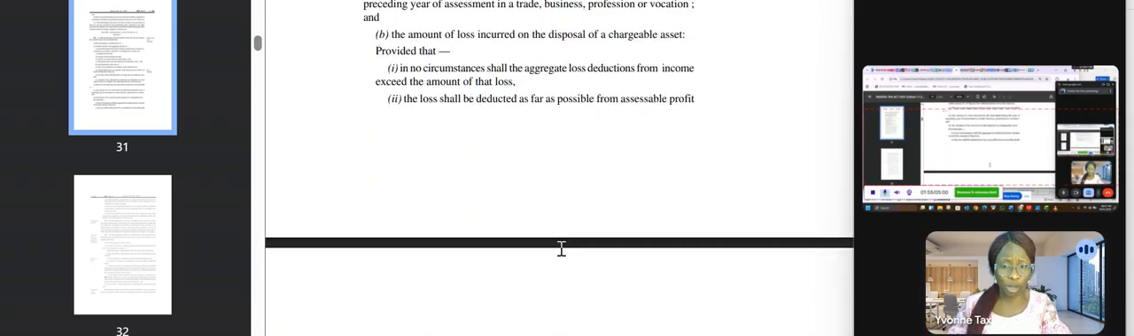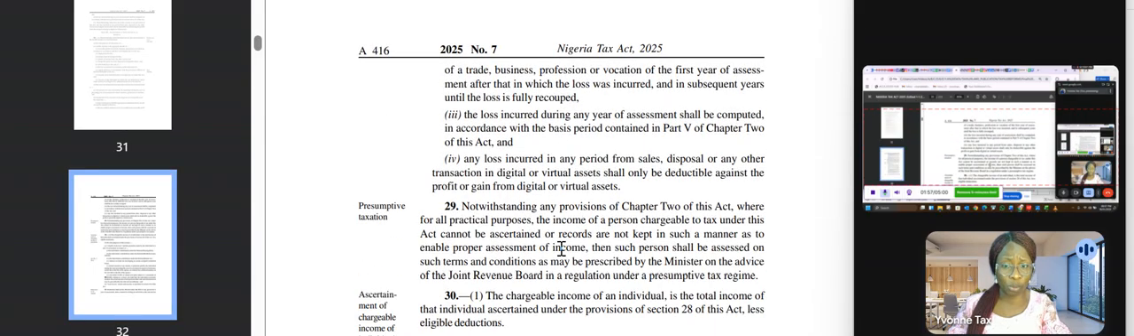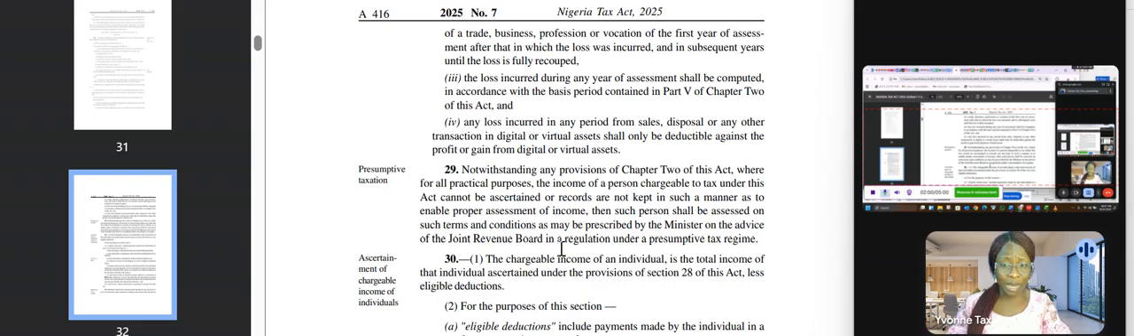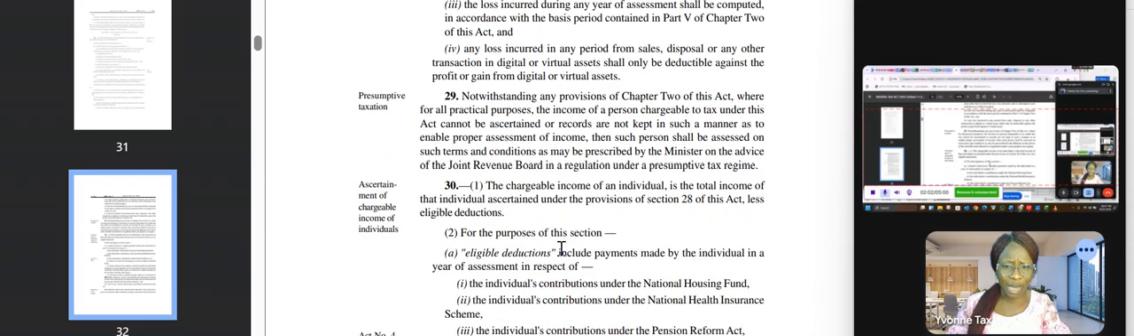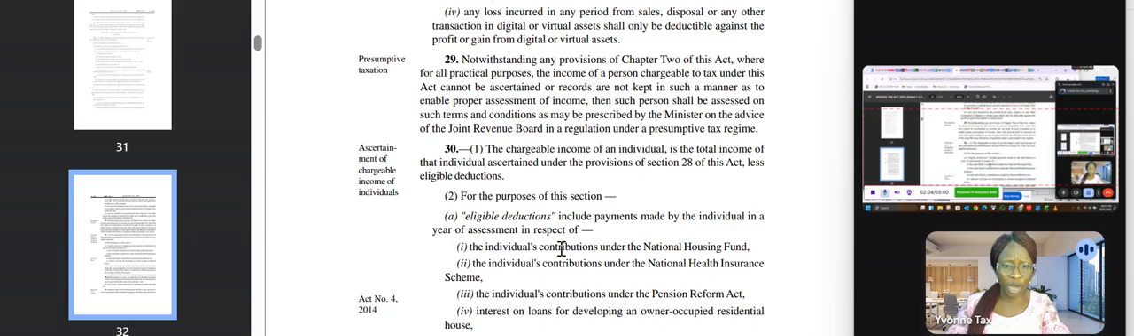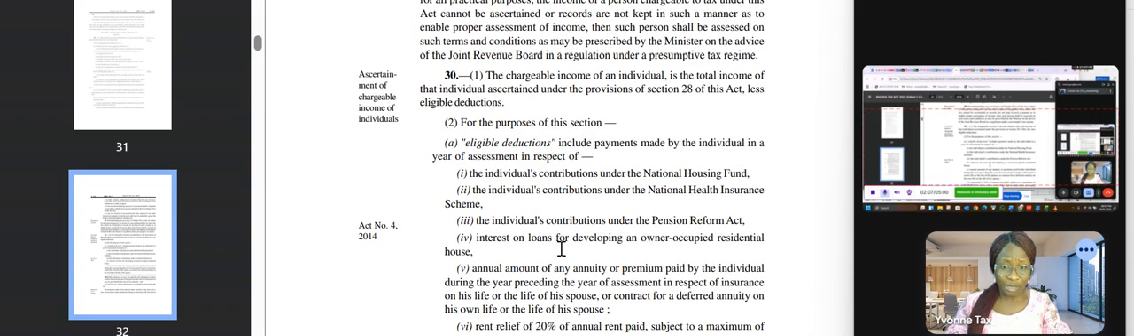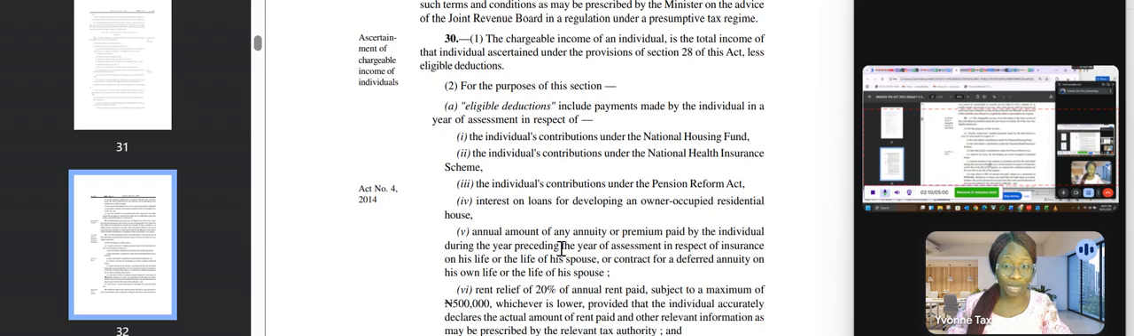Then when you now want to talk about eligible deductions, it is the one that you have to show the tax authorities, and they will have to ascertain your rent, ascertain that okay, you've paid NHF, you've paid NHIS, you've paid pension. So section 30 now moves to where we have eligible deductions. So you are going to have your total income, total deductions, that's the loss, the capital allowance. Then you now move to eligible deductions when we now talk about NHF, NHIS, pension. Then loans, interest on loans from developing an owner-occupied residence.